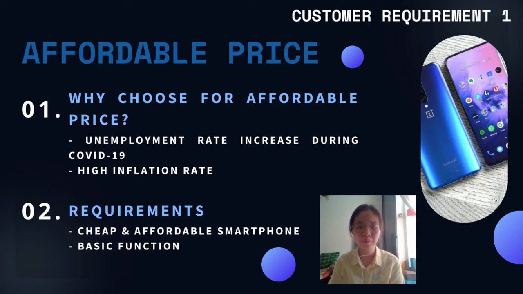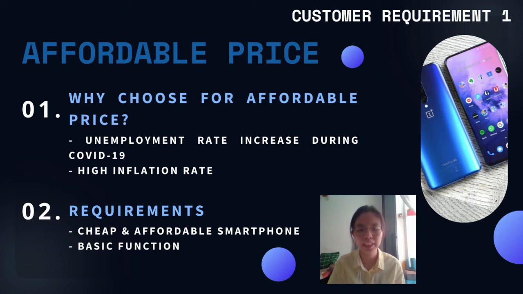The first customer requirement for the smartphone is focusing on the pricing. Why should we have an affordable price for a smartphone? According to the age markets, the unemployment rate of Malaysia in 2021 is about 4.6%. The rate has increased compared to previous years. People do not have much money to purchase an expensive smartphone. Besides, the high inflation rate also causes consumers to pay more attention to the product price, because inflation will cause the purchasing power of the consumer to decrease.